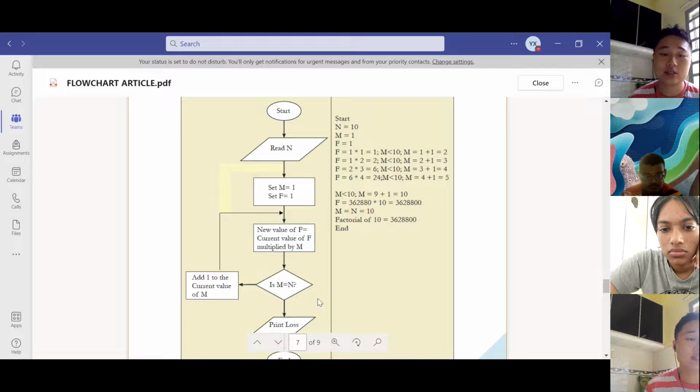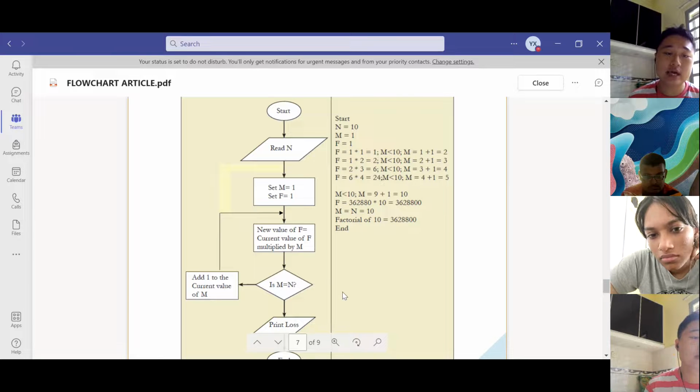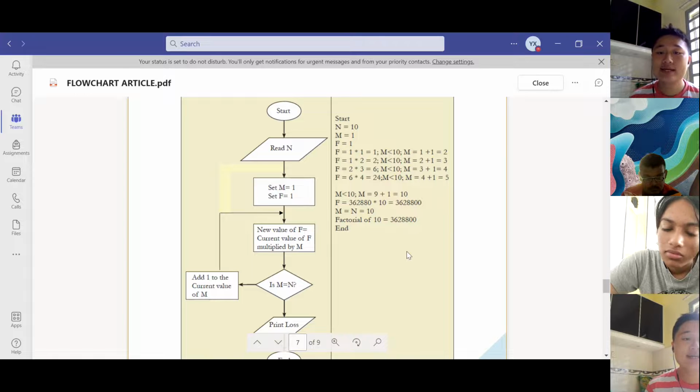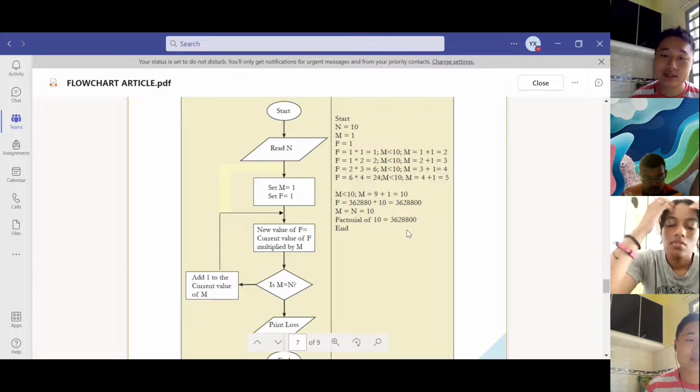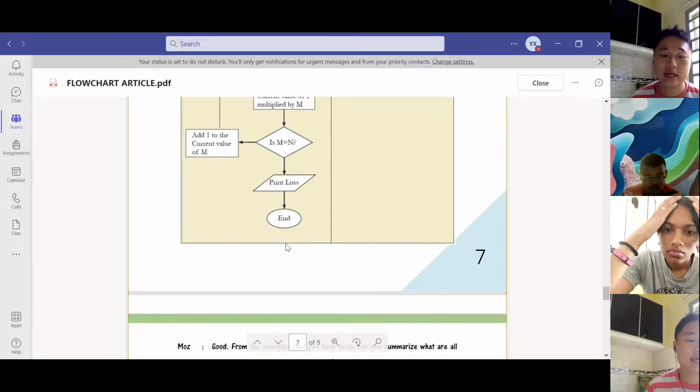And then here's the decision. Is m equal to n? If no, we add 1 to the current value of m until the current value of m is equal to n. If it's yes, we'll print out the factorial of 10, which is 3,628,800. And then here's the end.